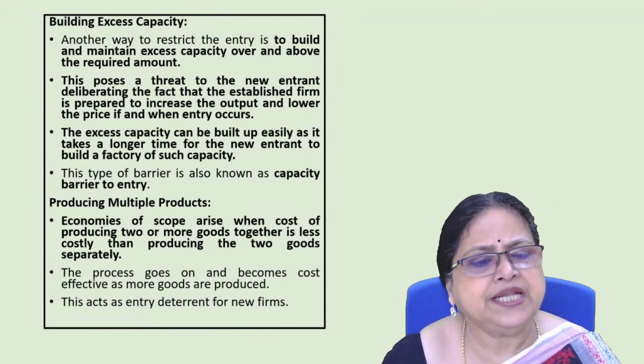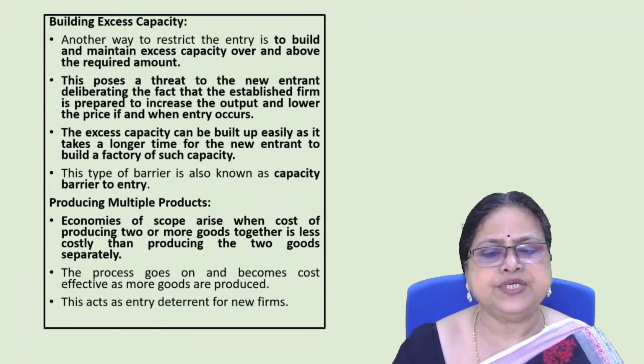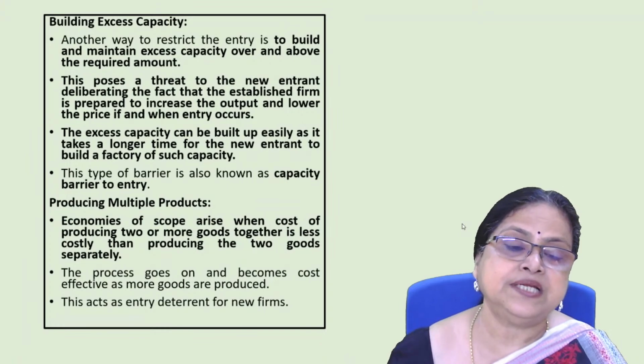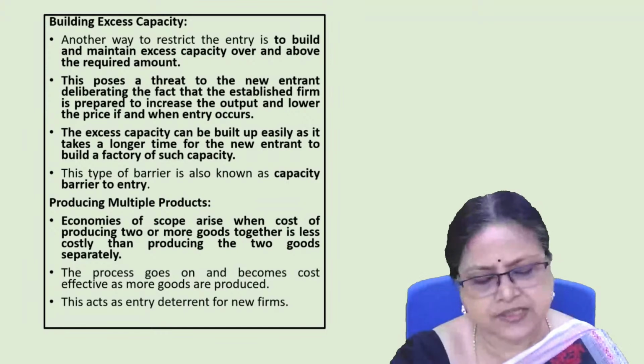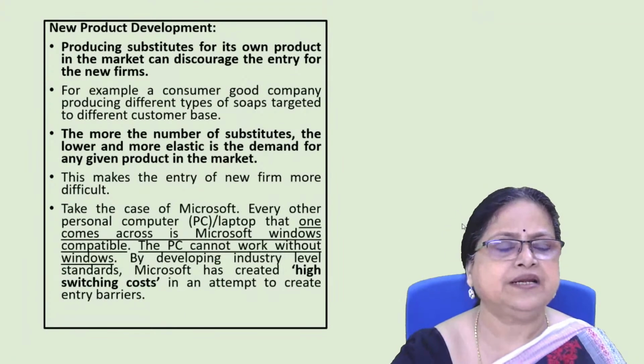Now, producing multiple products: economies of scope arises when the cost of producing two or more goods together is less than producing the two goods separately. We discussed this a little bit in the last unit. I don't remember in which unit, but we have discussed it a little bit.